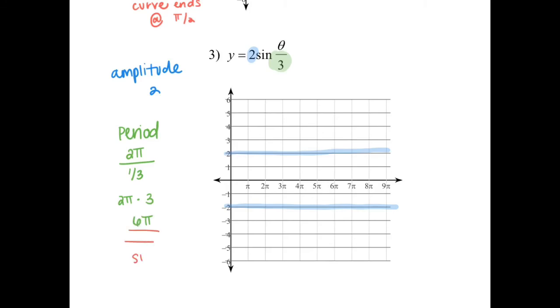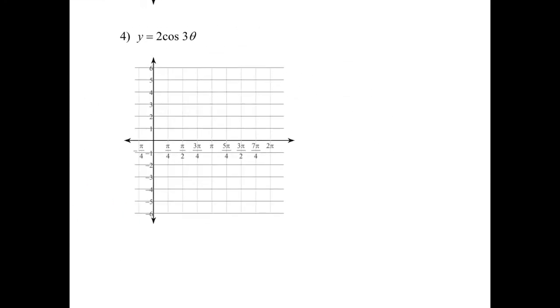So I'm going to start my sine function at 0, 0, and I know it's going to hit 0, 0 again at 6 pi. The middle is 3 pi. Then I'm going to go up and down, and I know I'll hit it again at 9 pi. So I'm going to hit an x-axis at every 3 pi. Okay, let's try again with cosine.